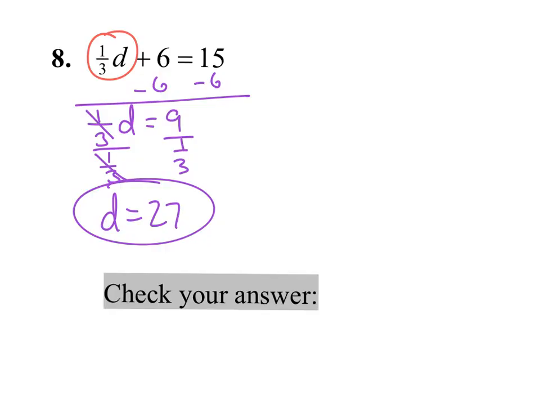All right, here we go, number 8. Let's go ahead and check it. So I've got 1/3 times 27 plus 6 equals 15. What's 1/3 of 27, or what's 27 divided up into 3 equal parts? That's 9.